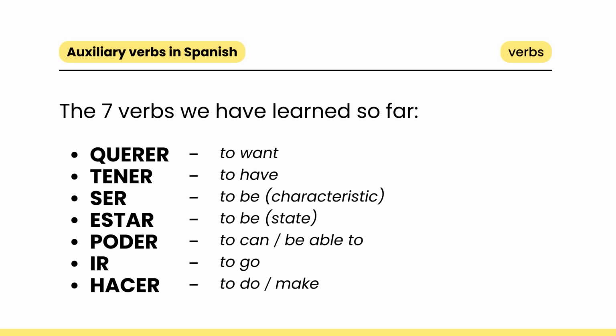Alright, so before we dive into what auxiliary verbs are, let's first have a recap of all of the verbs that we have learned so far. We learned 7 verbs in total. We learned to want, querer, to have, tener, to be as a characteristic, ser, to be as a state, estar, to can or to be able to, poder, go, ir, and the verb hacer, which was to do or to make. Right, so those are the 7 verbs that we have learned so far.